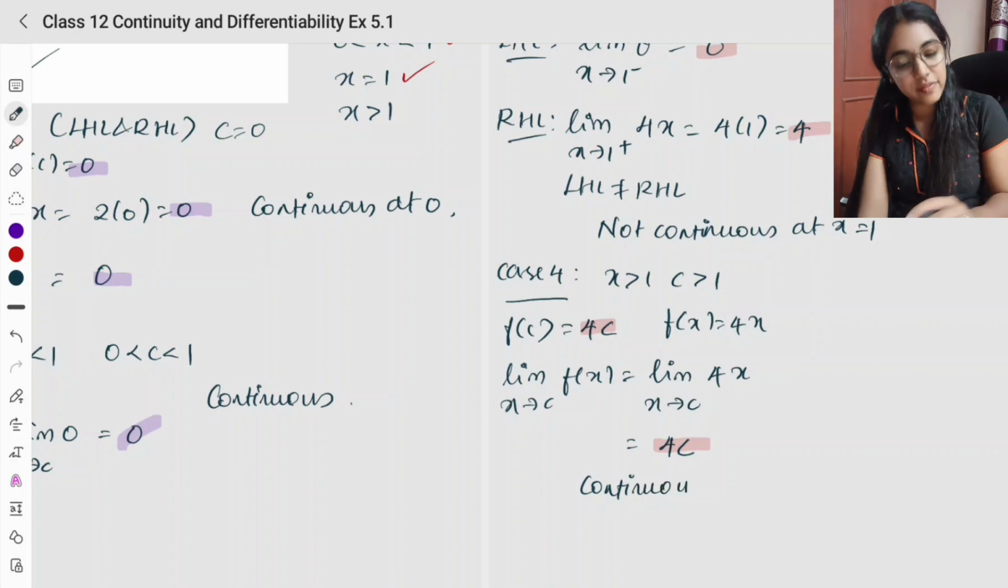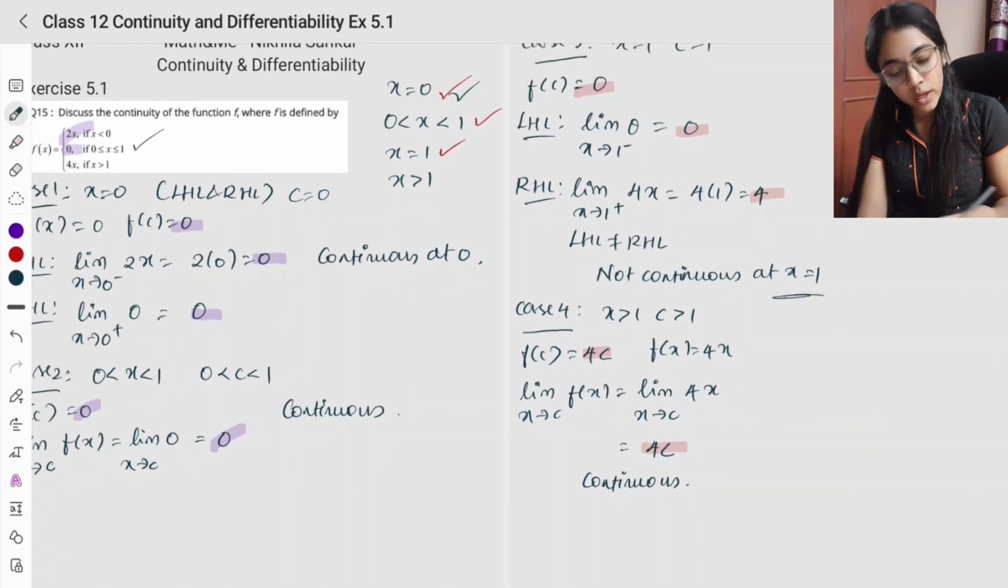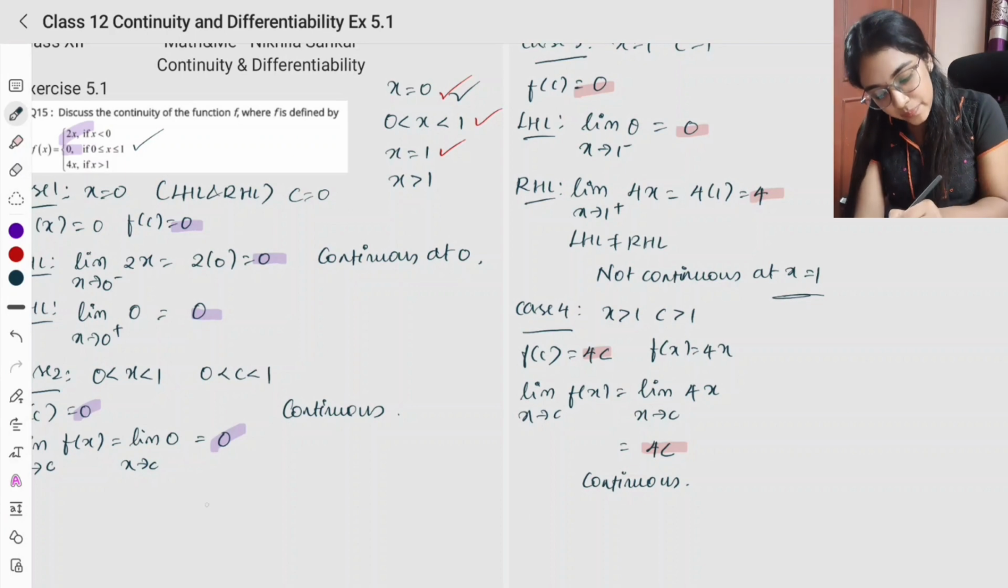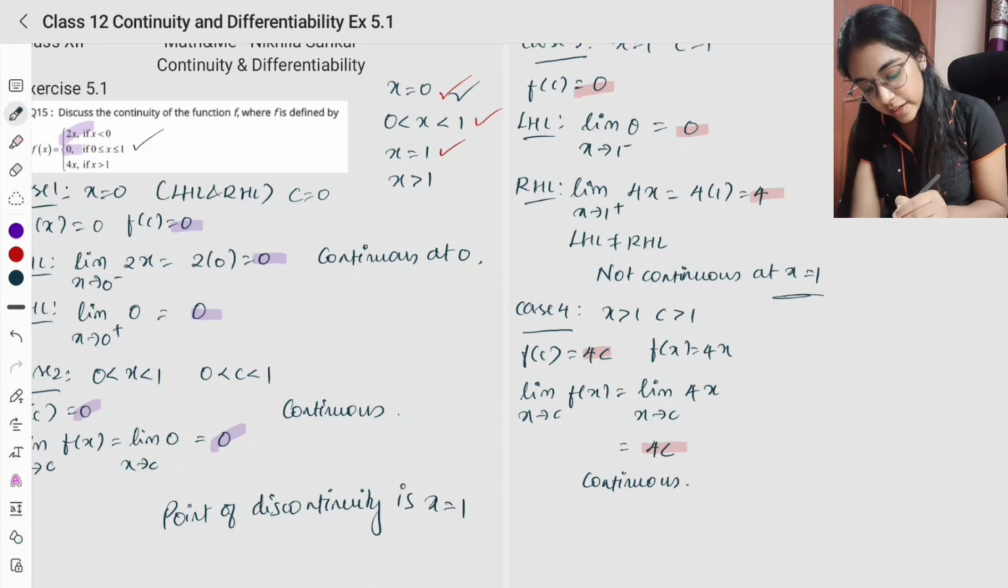So it is continuous everywhere, but what is the point of discontinuity? It is not continuous at x is equal to 1, correct? So what is my point of discontinuity? Point of discontinuity is x is equal to 1. So this is my final answer, okay?